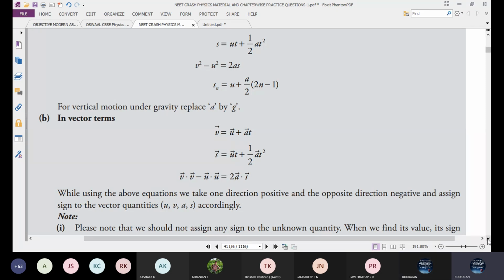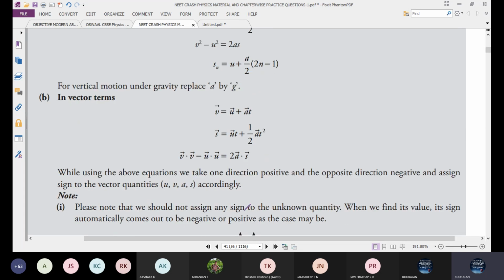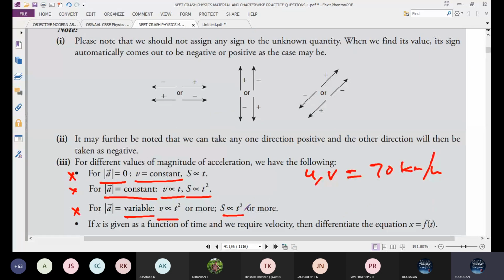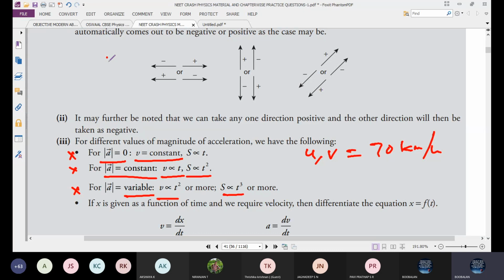Please take notes. Next, in this diagram, and the conditions 1, 2, 3.